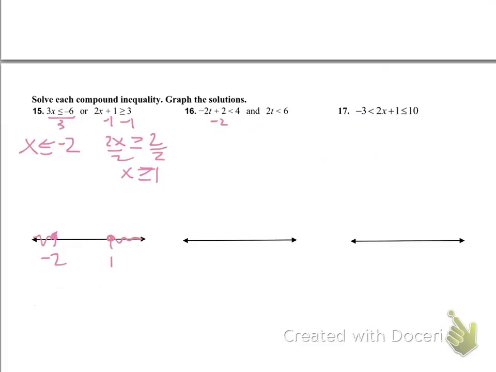My next one, I got to subtract 2. So negative 2t is less than 2. Divide by negative 2. When I divide by a negative, my sign flips. 2 divided by negative 2 is negative 1. When I divide this, 6 divided by 2 should be 3, so I got -1, 3.